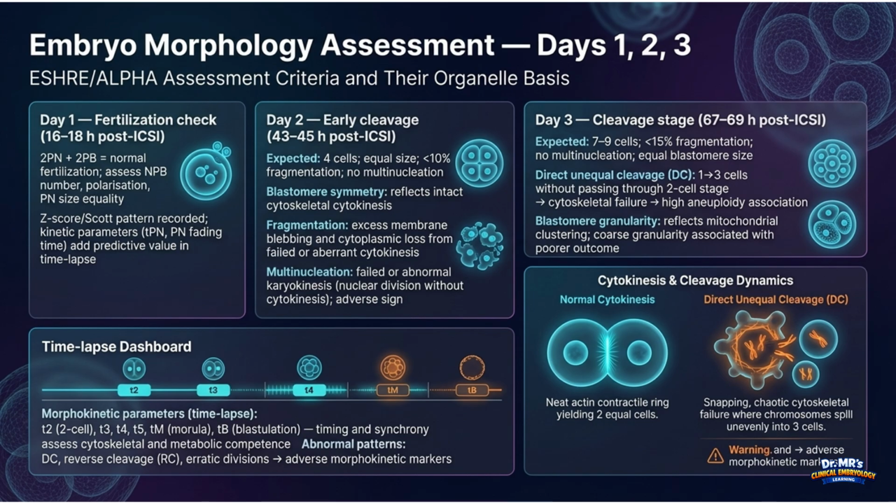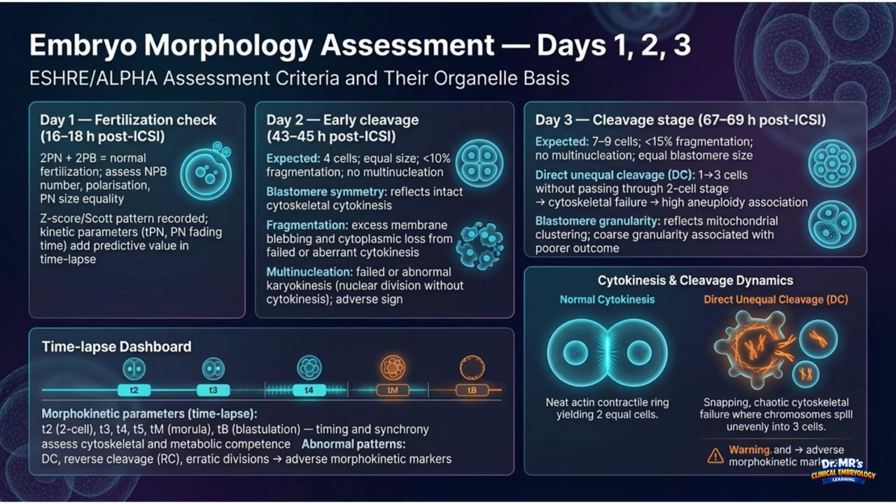We want to see perfect polarization. We want an equal number of NPBs in each pronucleus, usually between 3 and 7, and we want them lined up perfectly parallel to each other, exactly along the junction where the 2 pronuclei are touching. This is classified as a Z1 pattern in the Z-score system, or a high Scott score. I understand it looks neat and tidy, but mechanically, why does it matter where these dots line up? Because the NPBs are physically tethered to the chromatin, the DNA itself. Their movement is driven by the vast microtubule network orchestrated by the sperm's centrosome.